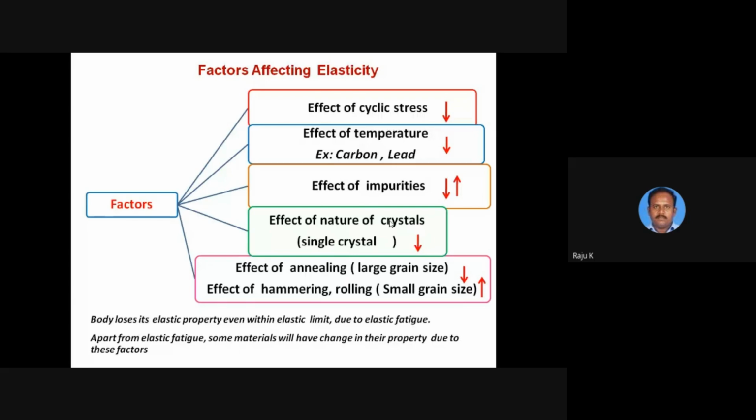Now, during the annealing process, the particle size will increase and the material will become hardened, so that the elastic property will be reduced, similar to the single crystal we discussed in the previous point. So by having the nature of the crystal as a single crystal, the elastic property will be decreased.